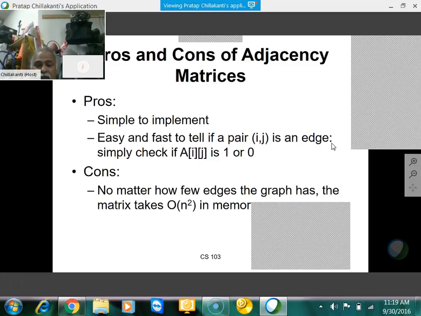Now the cons are, of course, you have to have an n by n matrix in memory, right? Because it's an n by n table. And so the moment you have n by n, it's order of n squared. Okay. So that is a con.